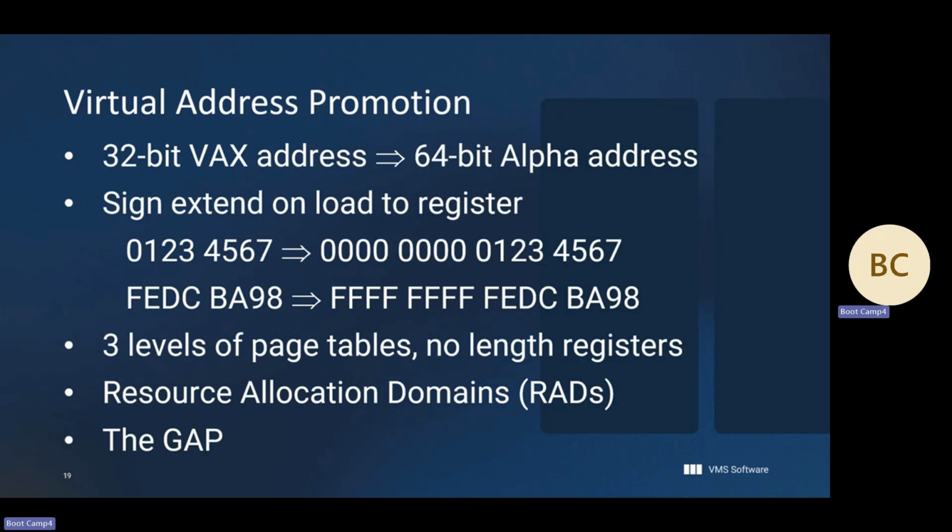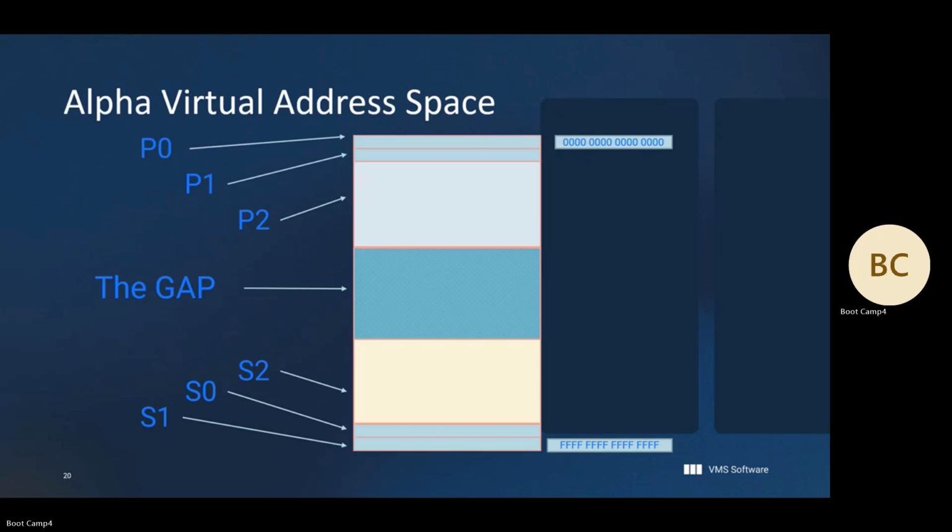The Alpha had 3 levels of page tables with no length registers. The Alpha had resource allocation domains, which I will talk about, and it had the gap. So this is almost true, but the virtual address space P0 is all the way here, starting at address 0.